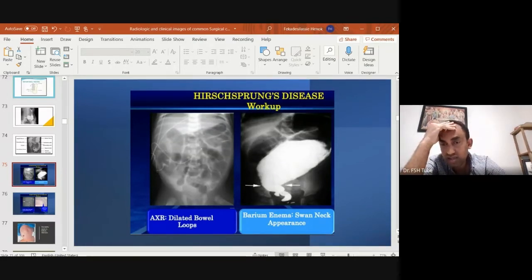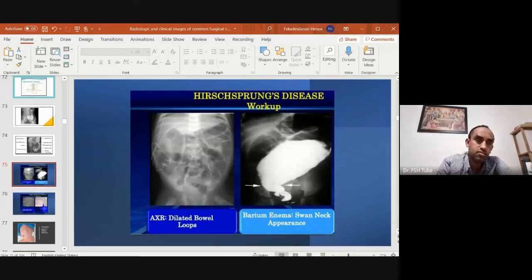What kind of ganglion is missing? Be specific, guys. There are two types of ganglia in the bowel. Which ganglion is missing? Meissner's? Not exactly, not the Meissner's. The myenteric plexus, yes, the myenteric. What is the other name for myenteric plexus? Auerbach's plexus, excellent. Auerbach's plexus or myenteric plexus. Is it in the muscle layer or submucosa?